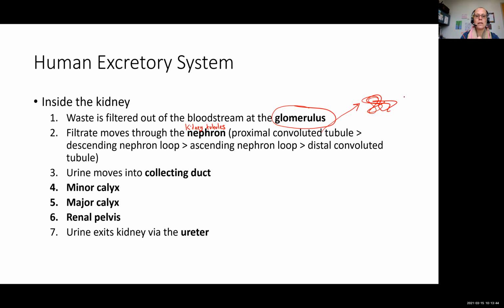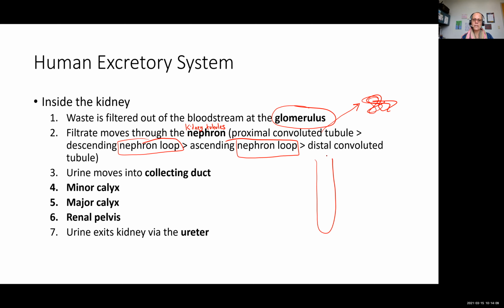And then as we look at the descending nephron loop and the ascending nephron loop, we can imagine this is part of a loop. So you can also see that it's going to be a down and then an up. And so that would be the nephron loop. And then we'll have what's called a distal convoluted tubule. And again, the term convoluted is like twisty-turny.